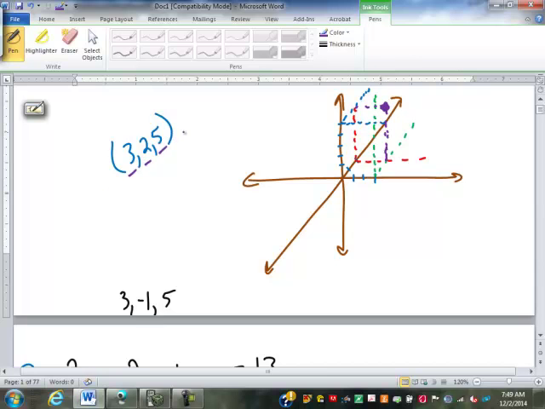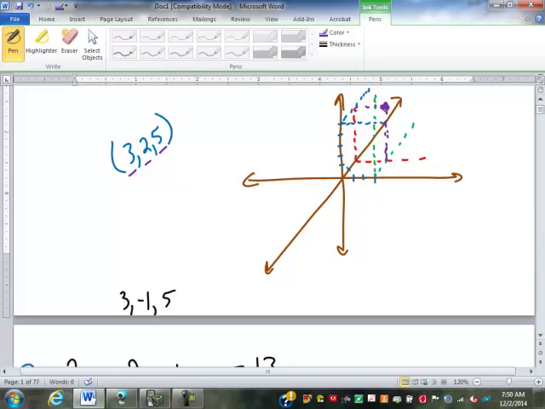x is 3, y is 2, z is 5. But if I just put a point there, without having that box there to trace back, there's absolutely no way to tell what point that is. So we can graph these equations all we want to. We're never going to be able to see where they all cross and come together. It's just not going to work.